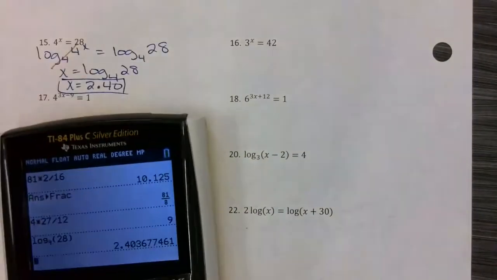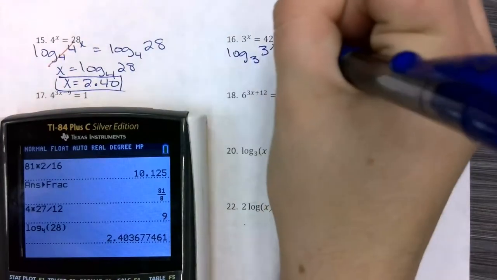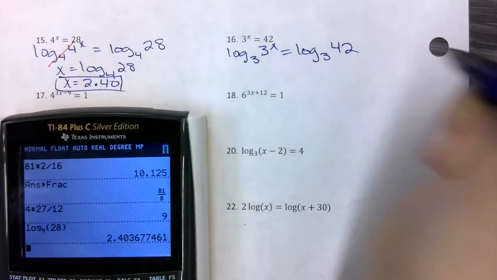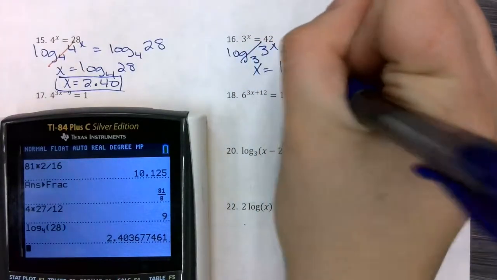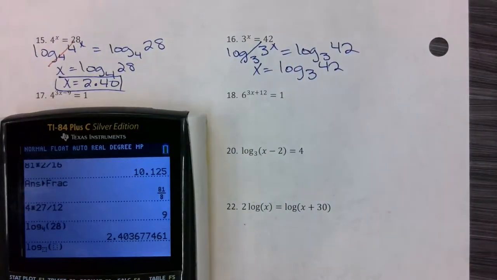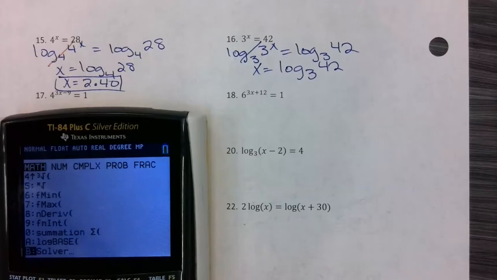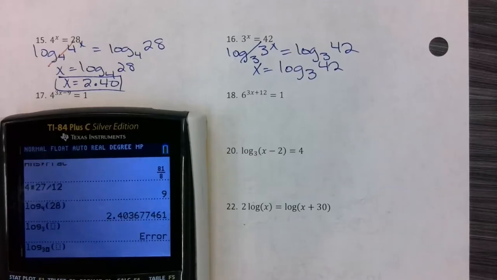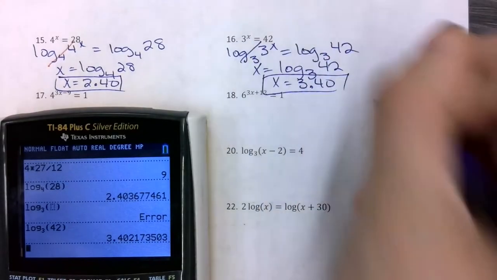Same thing on number 16. So I'm going to write it as log base 3, 3 to the x equals log base 3, 42. Over on the left, it cancels out. I get x equals log base 3, 42. And I want to type that in. Which gives me 3.40. Weird.